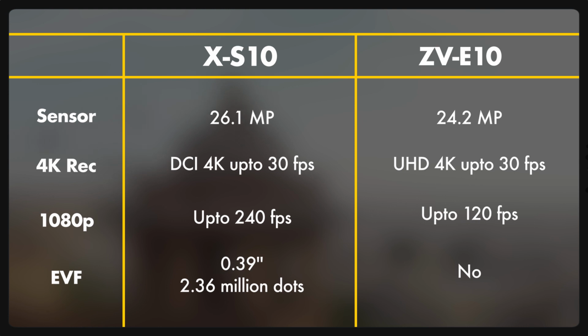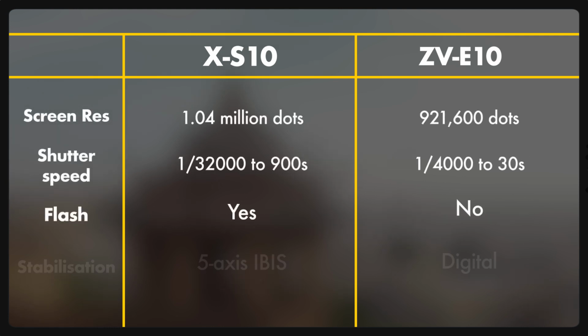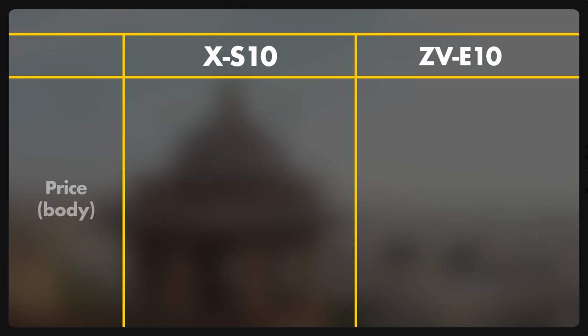Better sensor, wider DCI 4K recording, slow motion recording up to 240 fps, an electronic viewfinder, better screen resolution, faster shutter speed, an inbuilt flash, and the most important one, 5-axis in-body image stabilization. All these features with an extra price of $300.